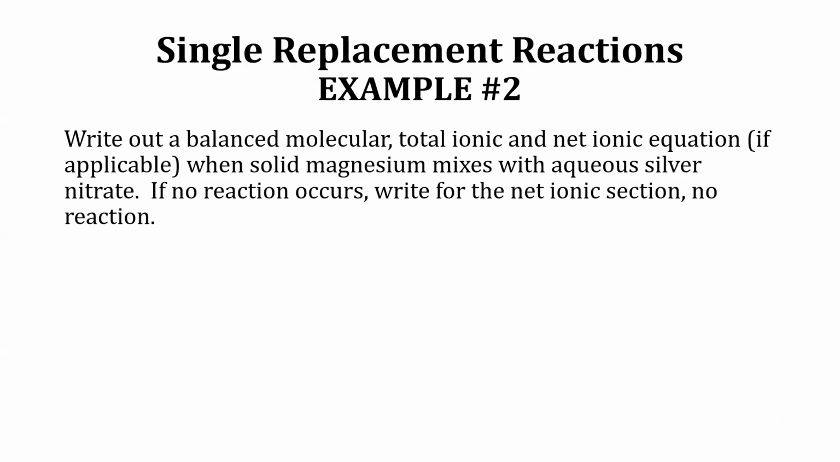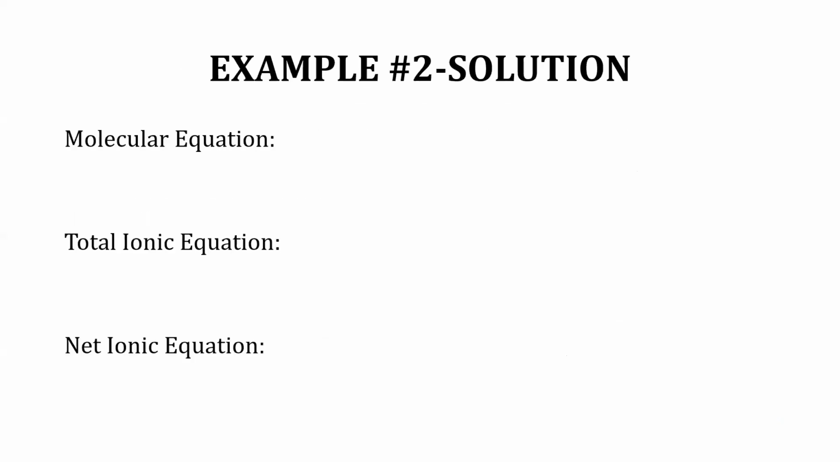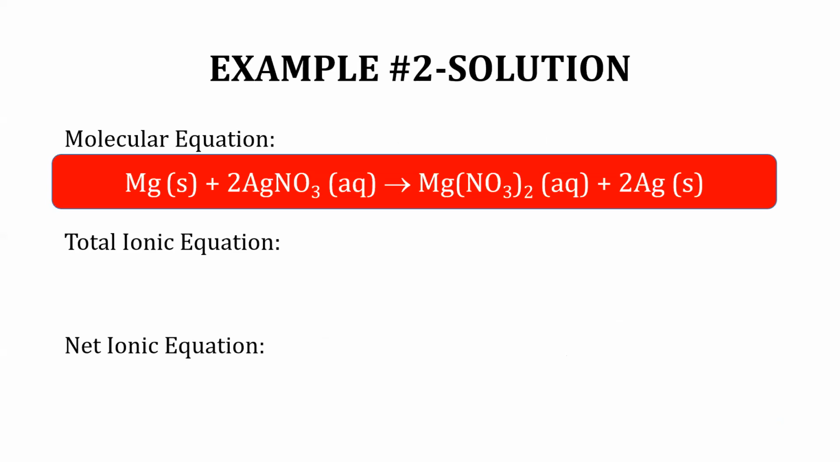Example 2 is write out a balanced molecular, total ionic and net ionic equation, if applicable, when solid magnesium mixes with aqueous silver nitrate. If no reaction occurs, write for the net ionic section, no reaction. Substances are aqueous phase unless otherwise stated. The molecular equation is solid Mg along with 2 AgNO3 forms Mg(NO3)2 plus 2 solid Ag.